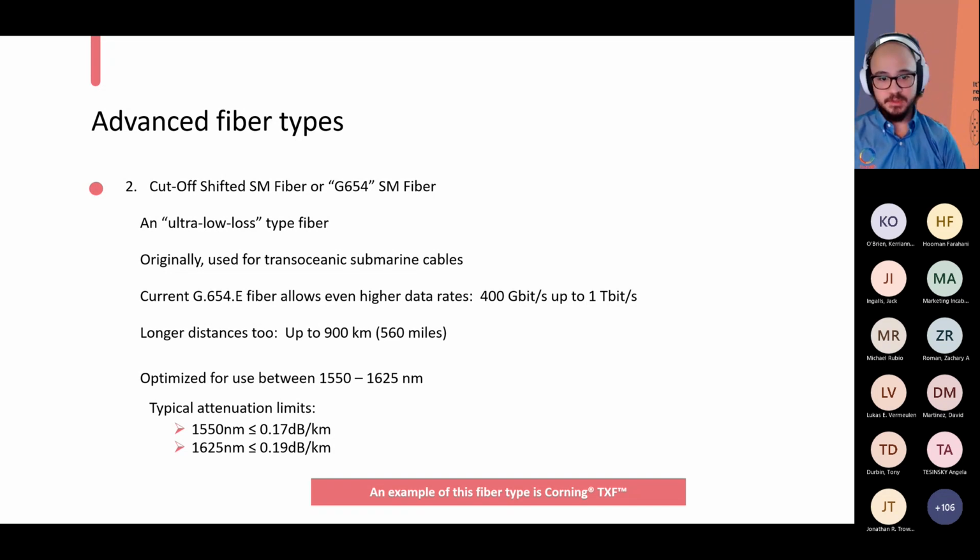It's optimized for use between 1550 and 1625 nanometers, and it has some pretty great attenuation limits. The typical attenuation limits are 0.17 decibels at 1550 and 0.19, which, if you recall, the standard single mode had a typical attenuation limit of 0.25. So pretty great improvement. And an example of this fiber is Corning's TXF fiber.